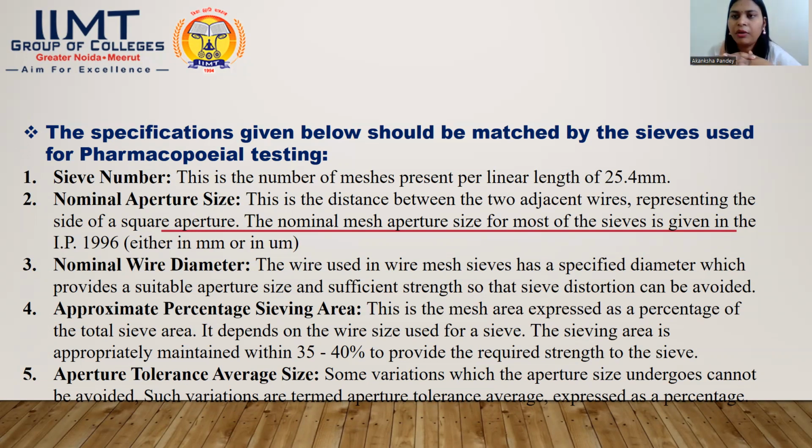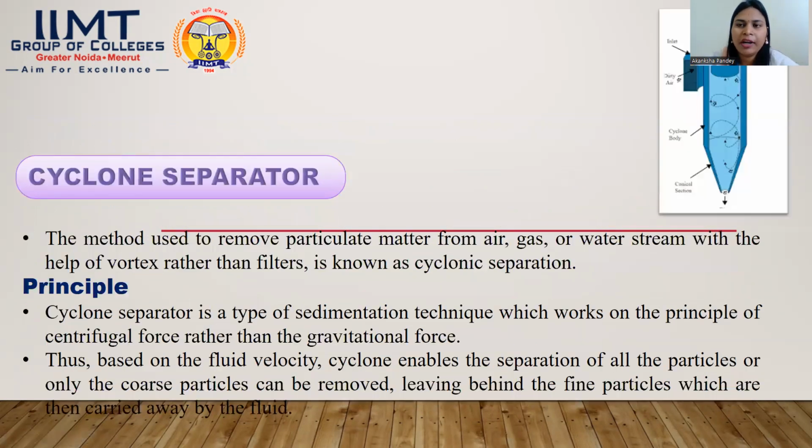Approximate sieving area, how can you define it? The outer holding area should be 30 to 40% so that if we put any bulk in it, the sieve can hold it. Aperture tolerance: some variation which the aperture size undergoes cannot be avoided. Such variations are termed aperture tolerance average, expressed as a percent. They are minute changes or tolerance levels which can be ignored, denoted as aperture tolerance average size.